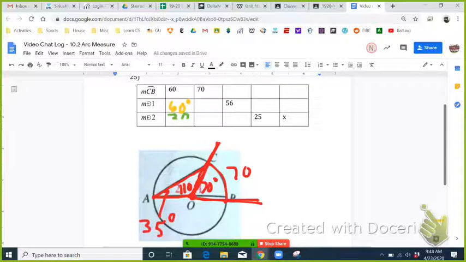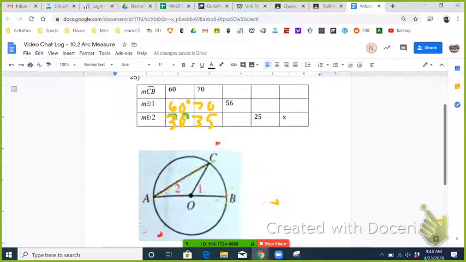So you can use isosceles triangles, or you can also just use the fact that when you have an angle with its vertex on the circle, it's going to be half the measure of the arc it intercepts. So this would also be 70, and that would be 35.